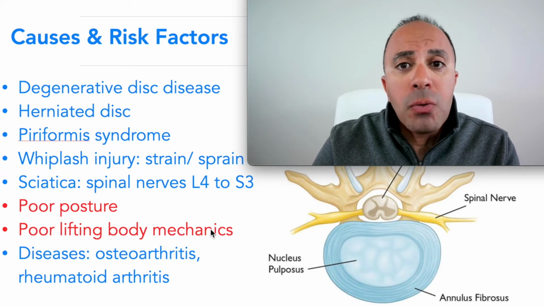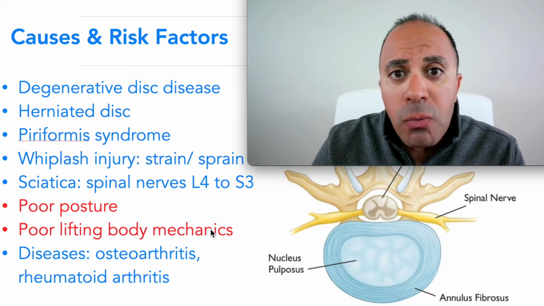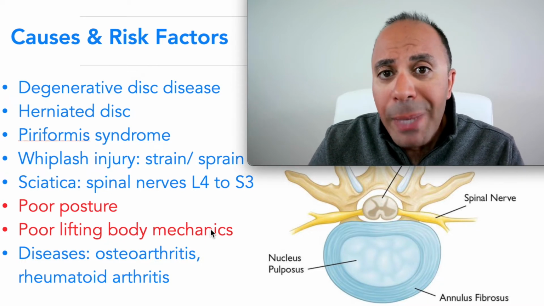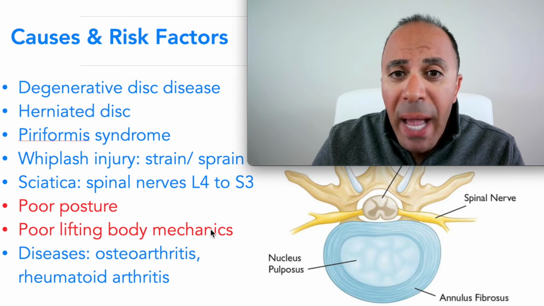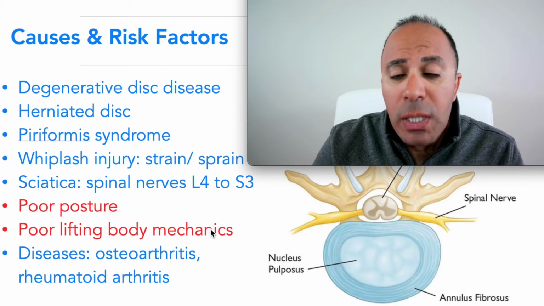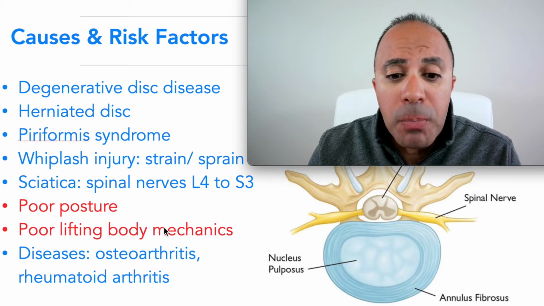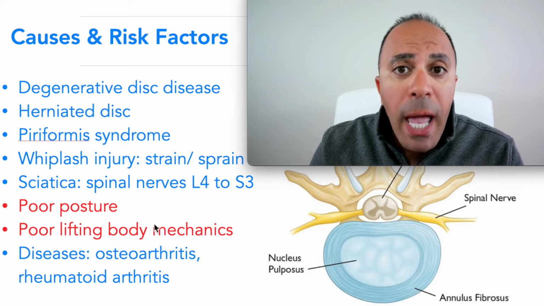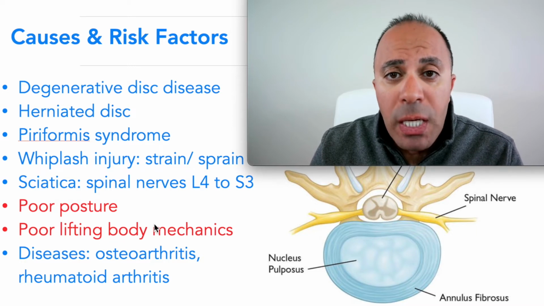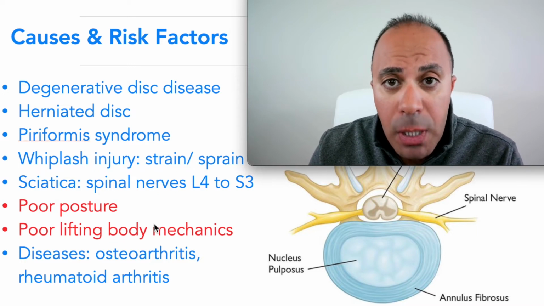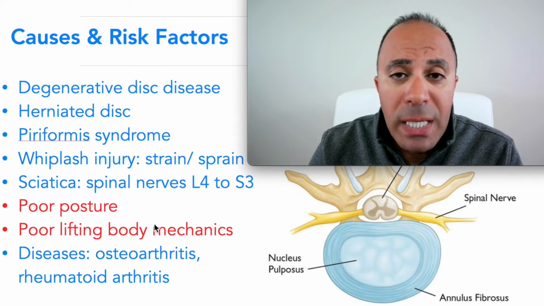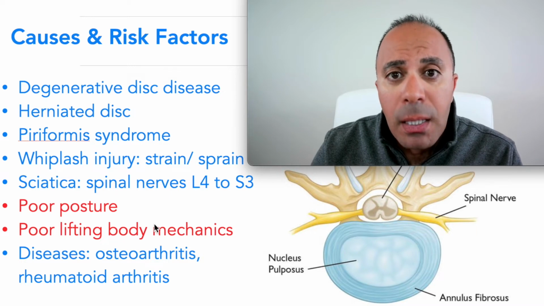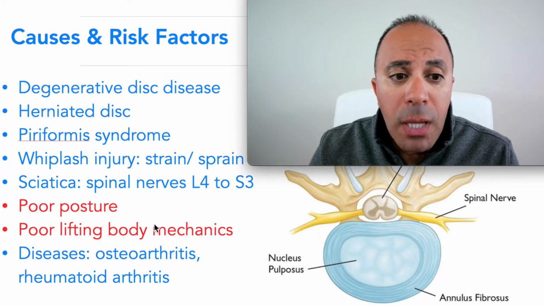Also, if you are required to do lifting at work, or you do a lot of lifting with improper body mechanics, you could injure your back and cause degeneration in your joint and cause inflammation. So poor posture and poor body mechanics are common causes of herniated disc or degenerative disc disease that lead to lumbar radiculopathy. The other causes or risk factors: if you have arthritis or rheumatoid arthritis in the back, that could cause lumbar radiculopathy.